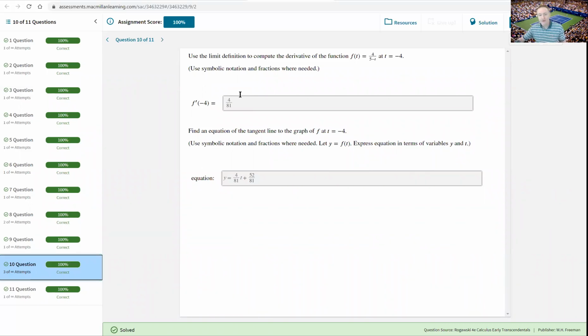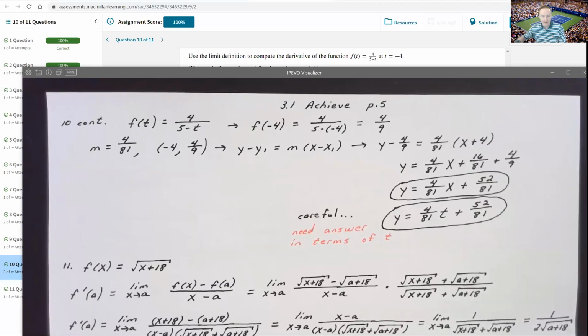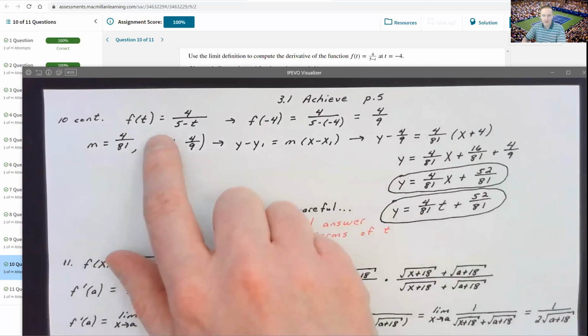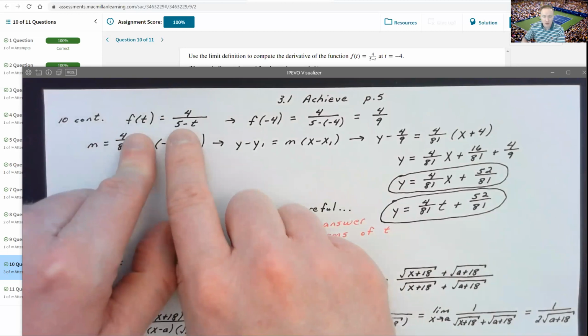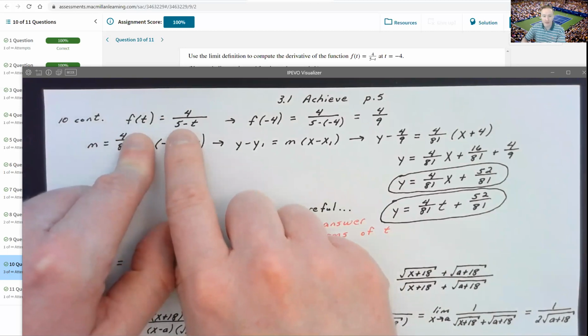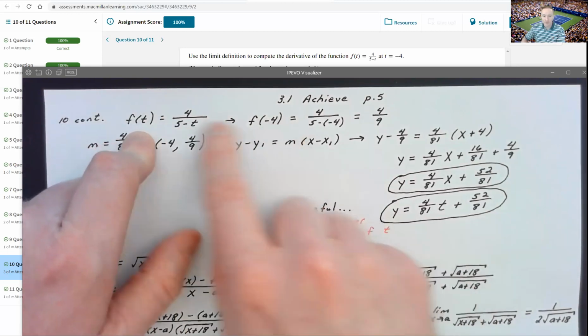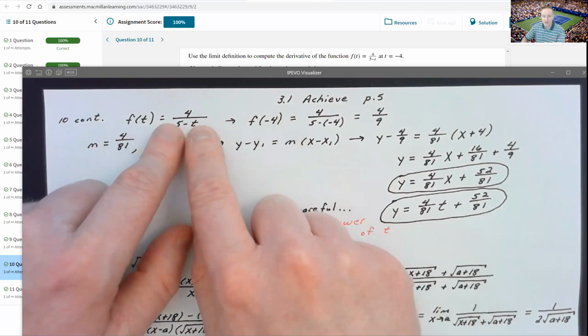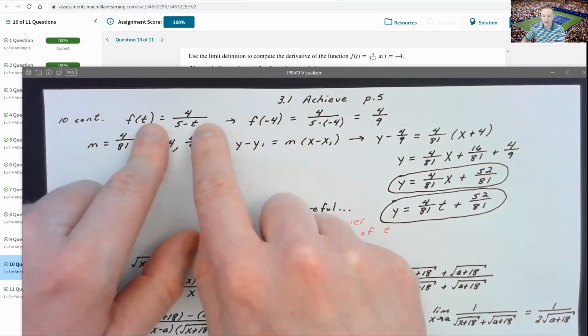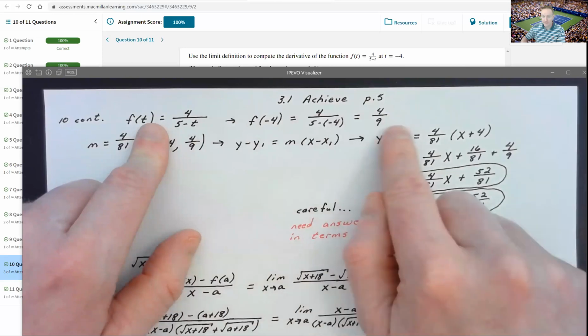But now the second part of the problem is really quick, because it's just wanting the equation of the tangent line at this value t equals 4. So I'll go back to this sheet now. This is where I continued the problem on the next page. I've already found the slope. In order to find the point, I needed to plug -4 into your original function. So you have 4 over 5 minus a -4, which gives me 4 over 9.